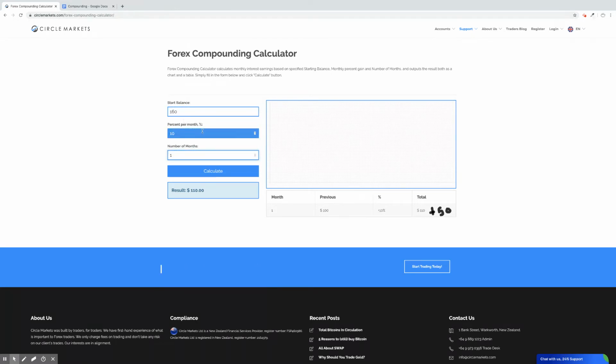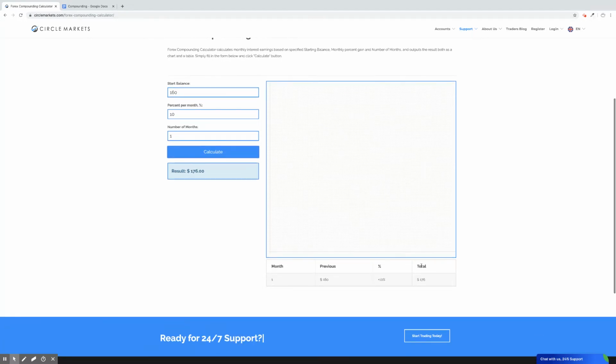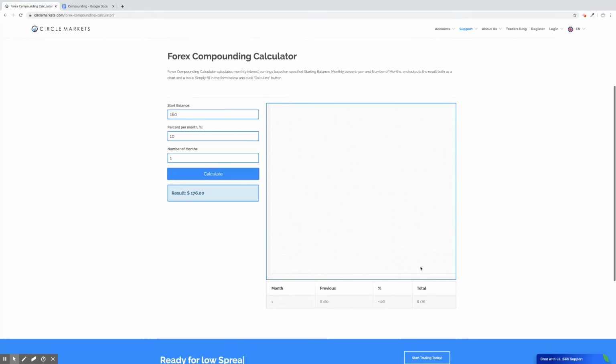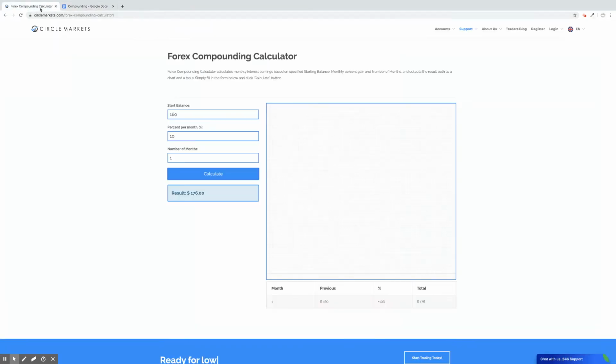So we have 160 now, again with the 10%, and let's calculate. And this is what I mean by the graph getting bigger. It doesn't start from scratch. It keeps updating. It's really annoying. So now we have $176. Okay. So I'm probably not going to fill this whole thing out, guys. So now we have 106.76.